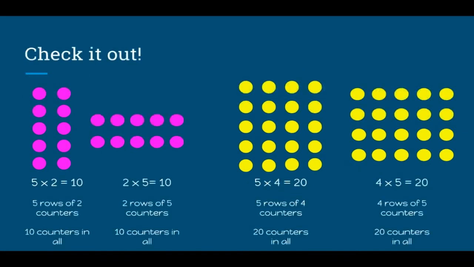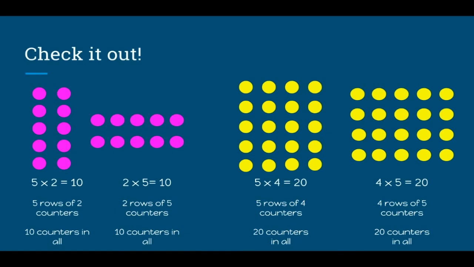Welcome back. Hope your discussion was good. Let's take a look at the first array. On the left side, we had 5 times 2 equals 10. 5 rows of 2 counters, 10 counters in all. In the second array, we had 2 times 5 equals 10. 2 rows of 5 counters, 10 counters in all. The placement of each of the numbers, the 2 and the 5, changed from each array, but each of the arrays had 10 counters.